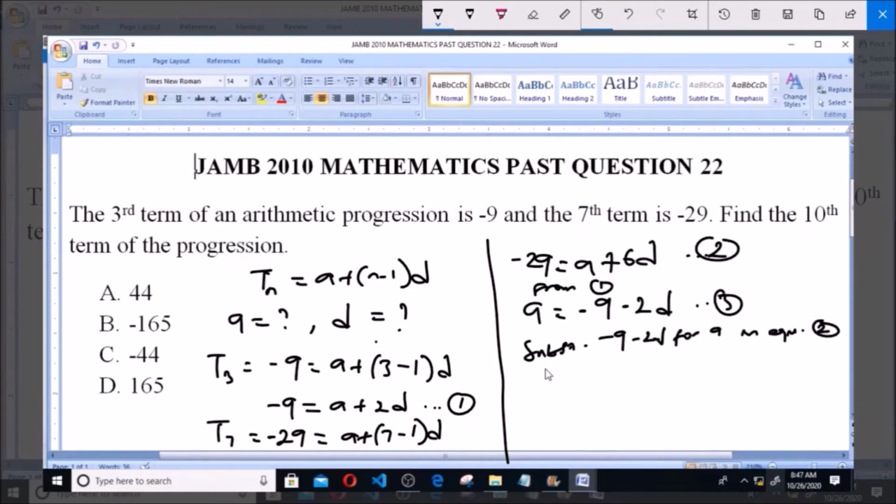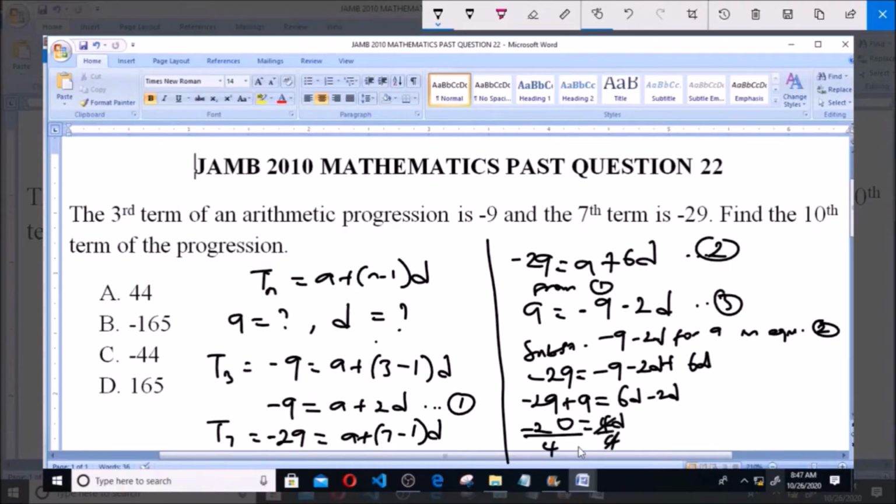So we have minus 29 is equal to, now whenever we see A in equation 2, we put minus 9 minus 2D. So minus 9 minus 2D plus 6D. So we have minus 29 plus 9 is equal to 6D minus 2D. Now from this place, minus 29 plus 9 gives us minus 20, which is equal to 4D.